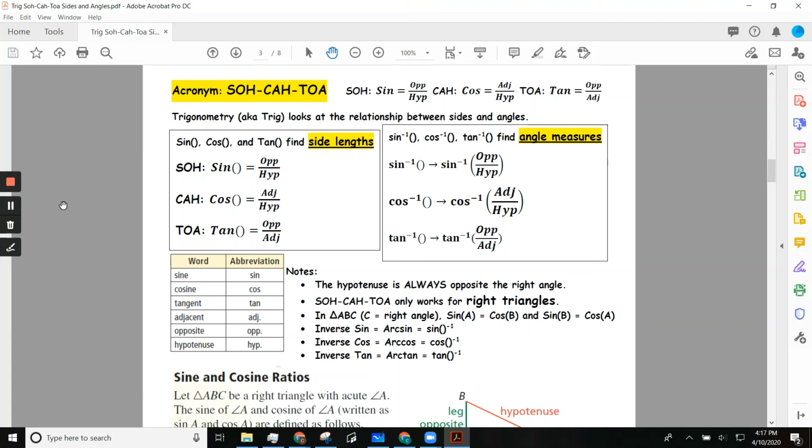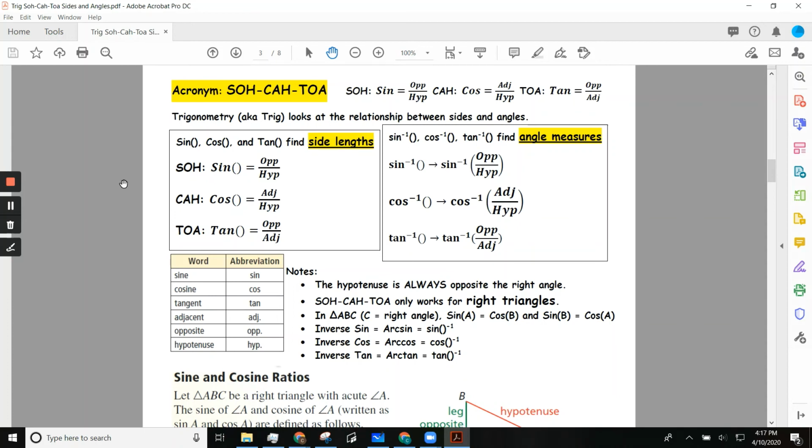So let me go ahead and draw attention to some things on the next page here. So again, I have the acronym up at the top, and I want you to notice that if I say to use sine, cosine, and tangent, it means that we're going to be talking about side length. So we're finding those values, it means find side length.